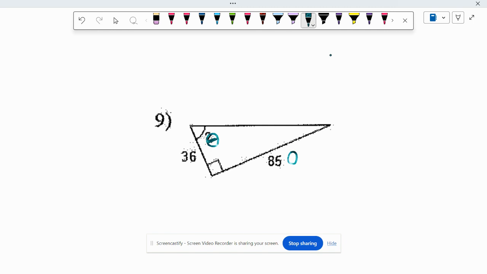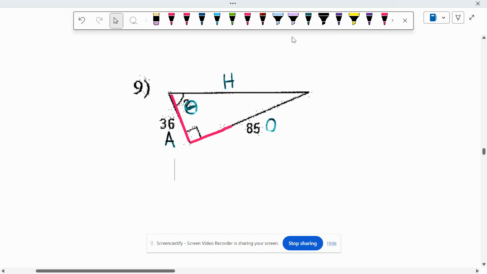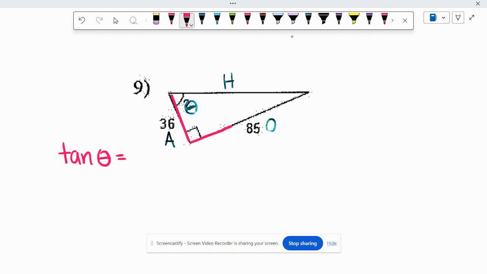A is 36. Perfect. And the hypotenuse is 11. Perfect. No label, right? Okay. So what trig function, Thomas, uses A and O? What trig function uses A and O? The tangent, yeah. So the tangent of theta equals the opposite over the adjacent.